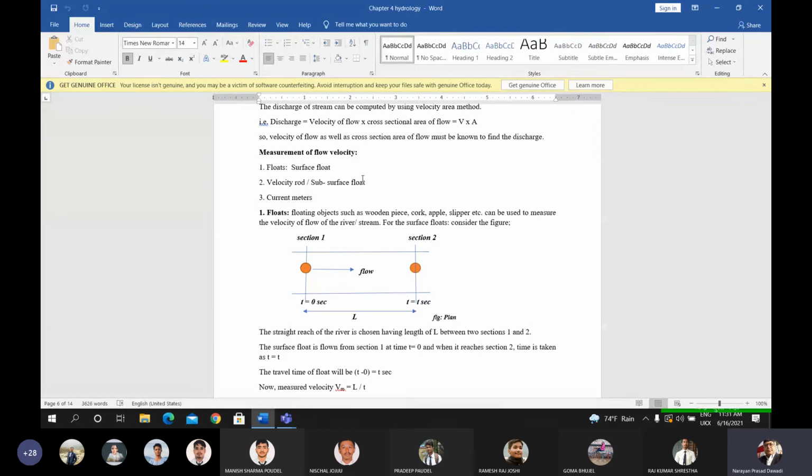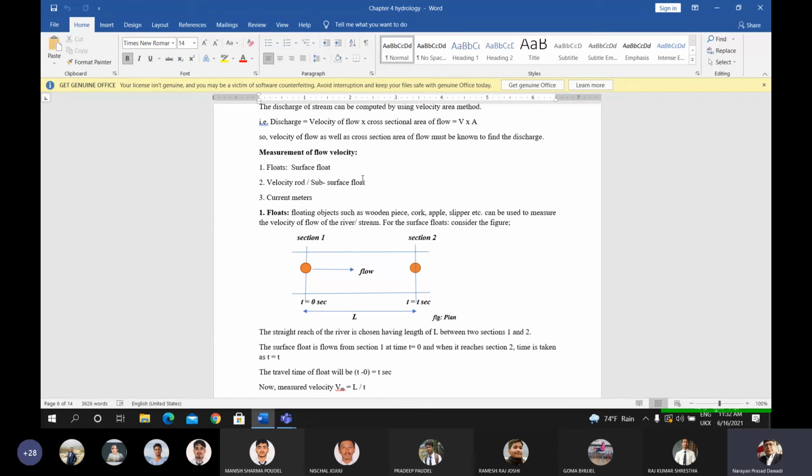Okay, and this is the float method. This is the simple method. The floating object may be any type of object you can use, such as an orange, apple, wood, cork, or similar. Floating objects such as a wooden piece, cork, apple, etc. can be used to measure the velocity of flow of the river or stream.